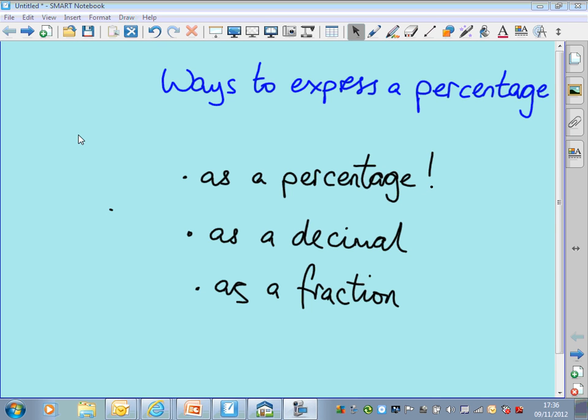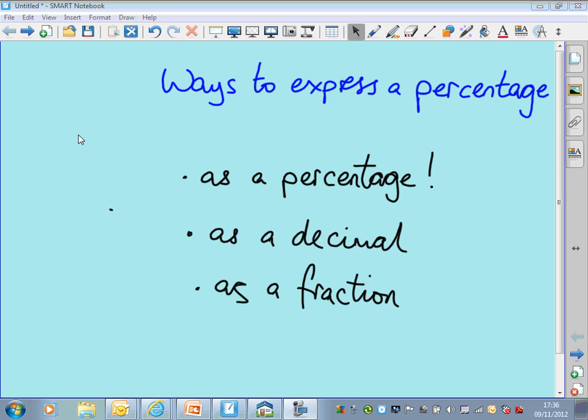So hi, a very short video on ways to express a percentage, probably useful ways to express a percentage. Might be another good title. Keep this short and sweet, and we'll make some other videos about how to work with percentages. Percentages can be expressed as a percentage. As a decimal is also another particularly useful way of expressing a percentage, notably when you're working with a calculator.